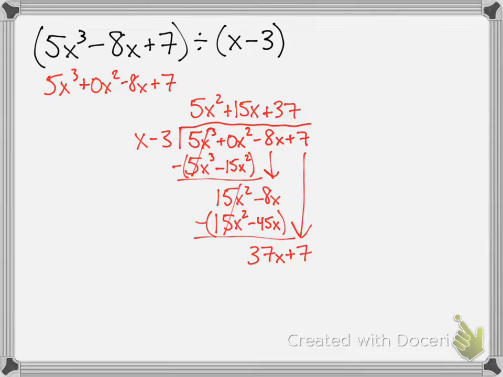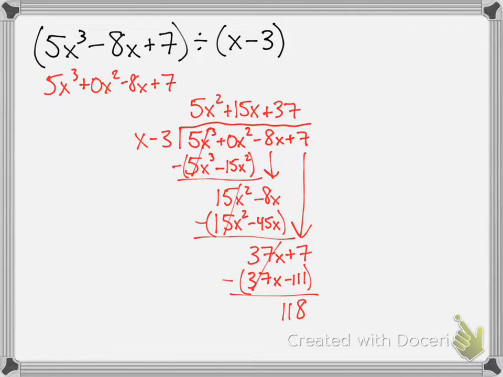And now we multiply it back through. 37 times x is 37x. 37 times negative 3 is negative 111. Once again, we subtract, and we're left with a remainder of positive 118. So I get a final answer.